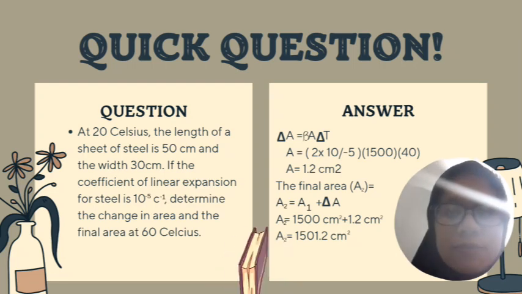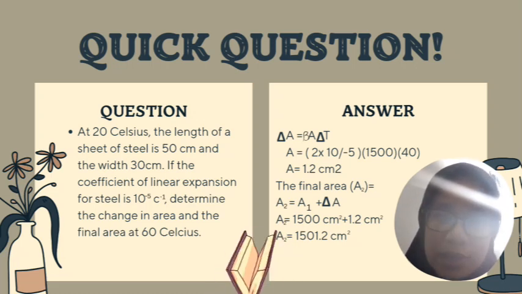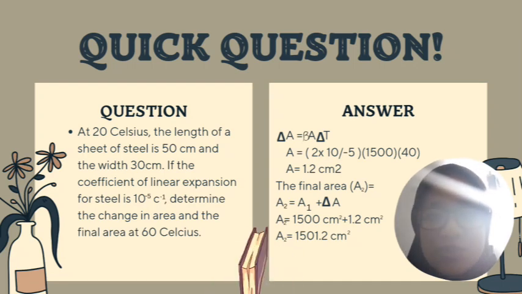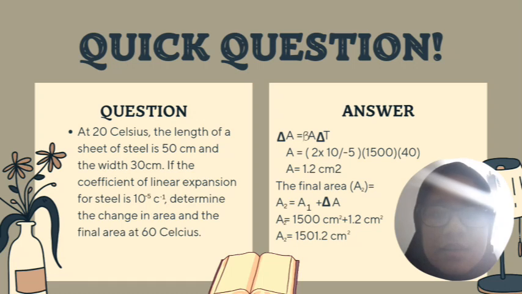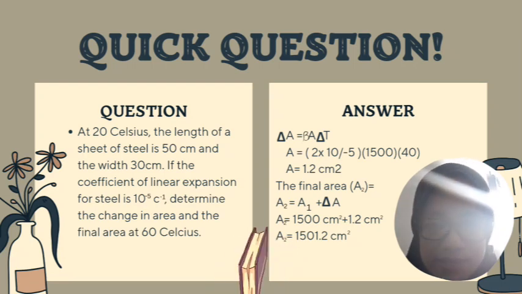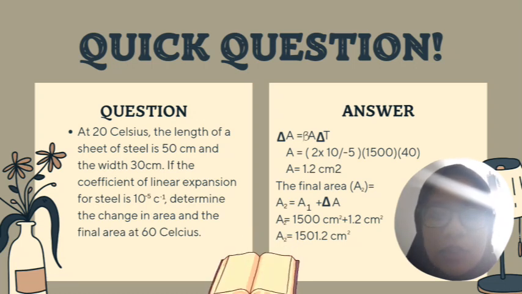So the next one, what we want to find here is the change in area. So we have to use the formula from the area expansion, which is change of A equal to beta multiplied by initial area multiplied by change in temperature. So from the data that we get here, we just enter the values into the equation, and it's going to be change of area equal to 2 multiplied by 10 to the power of negative 5 per Celsius multiplied by 1500 centimeter square and multiplied by 40 Celsius, and the answer is 1.2 centimeter square.